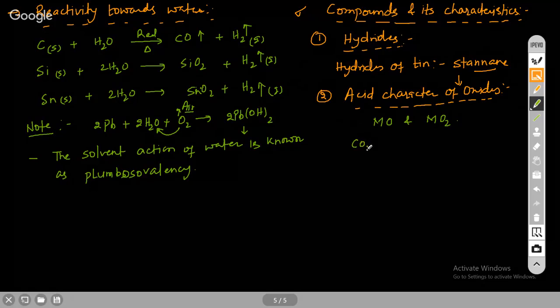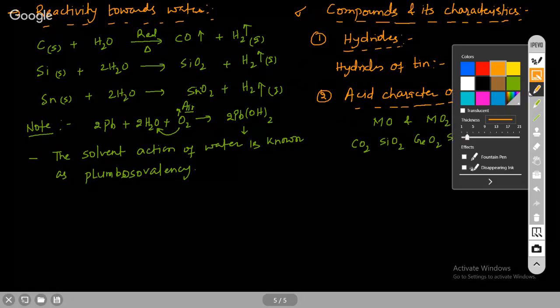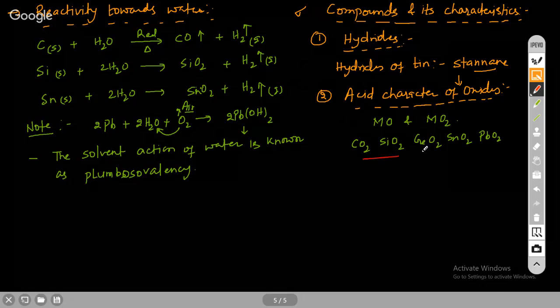So if I write down CO2, SiO2, SnO2, and PbO2, down the group acidity decreases and basicity increases. Can you tell me the reason for this? Not stability, it is acidity. Acidity decreases.